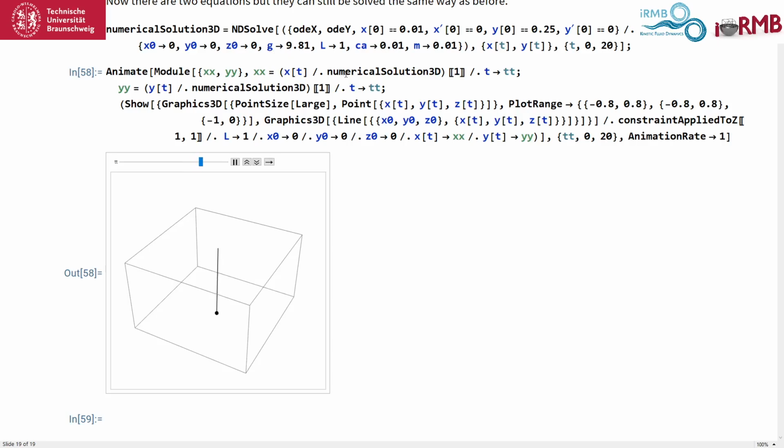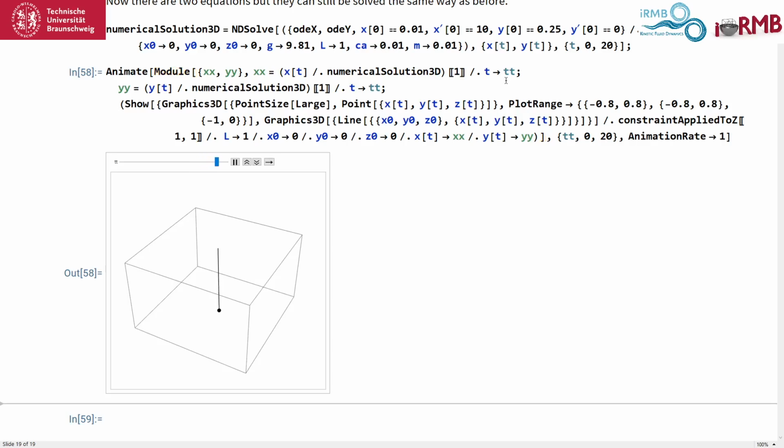So then we specify initial conditions, we specify our parameters, and then we solve for 20 seconds, and then we can animate this. And here, for x, for example, we could have a strong wind. Let's see what this does.